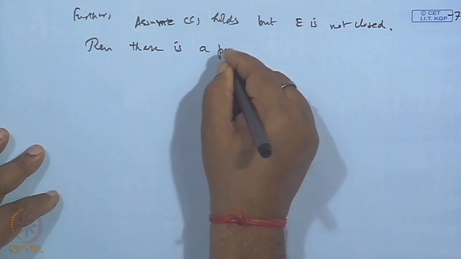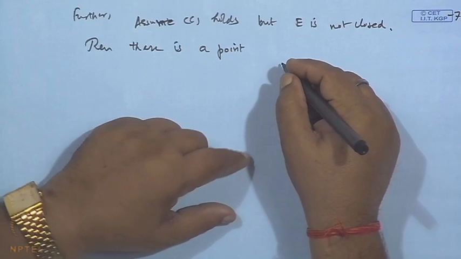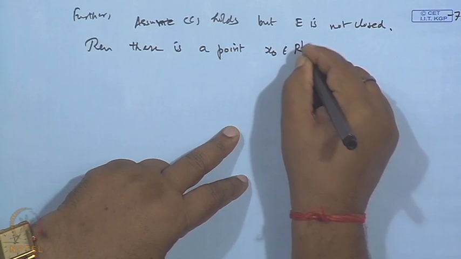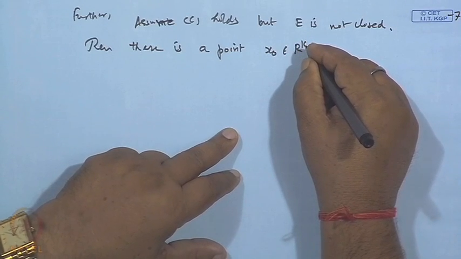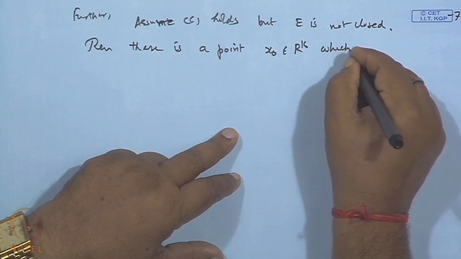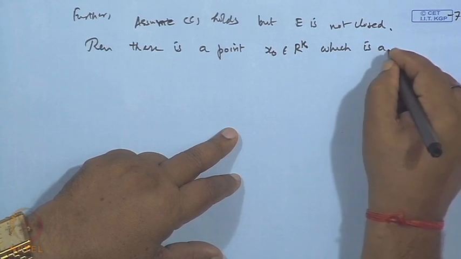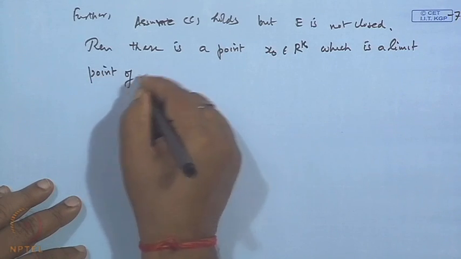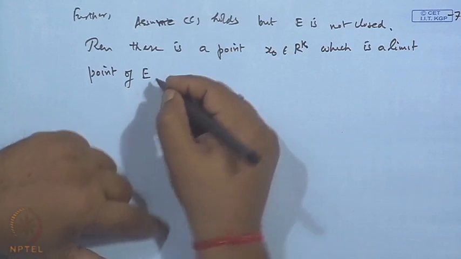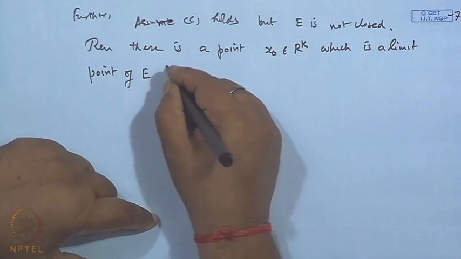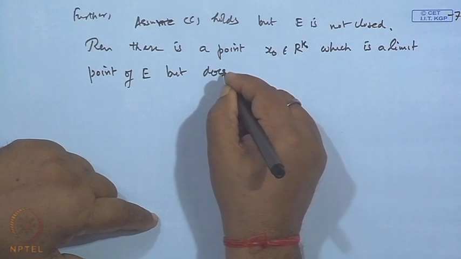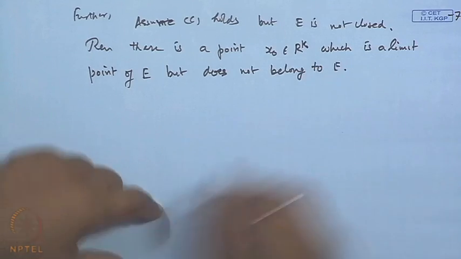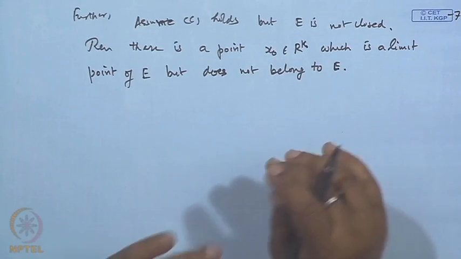Suppose there is a point x naught belonging to R k, which is a limit point of E, but does not belong to E, because not all the limit points belong to E, since E is not closed.